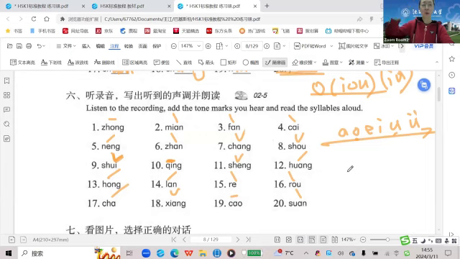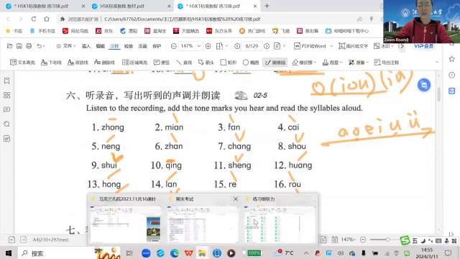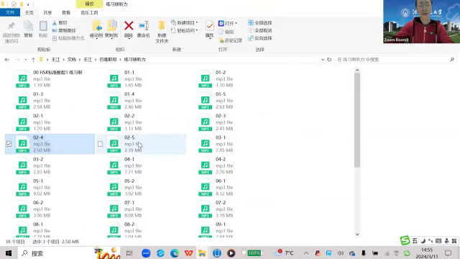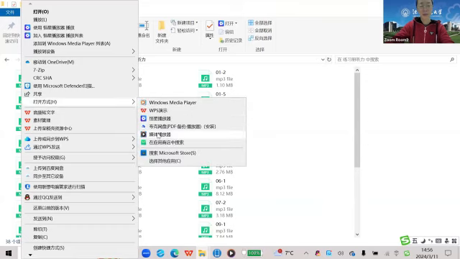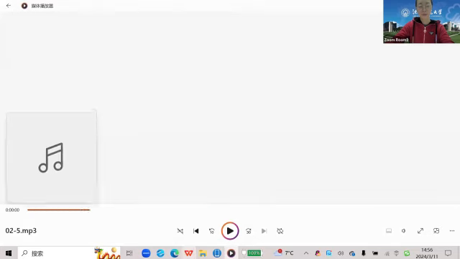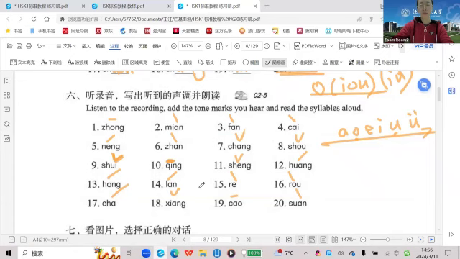Okay, so let's listen to the recording carefully together again, and you can read after the recording. Listen to the recording, add the tone marks you hear, and read the syllables aloud.